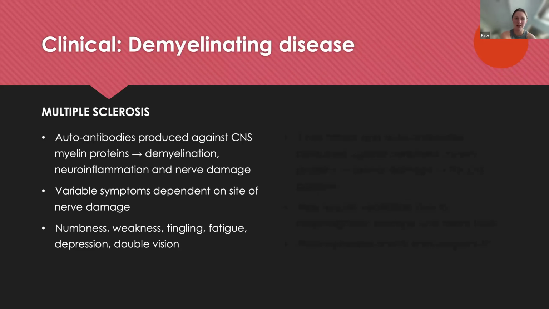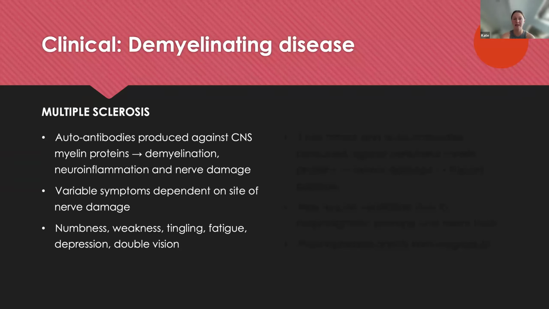And in multiple sclerosis, there are autoantibodies against the myelin proteins. So you have demyelination, neuroinflammation, and nerve damage. The symptoms can be very variable, but you can imagine that if you have reduced myelin, reduced conduction, reduced ability of your nerves to work, you can get a whole range of symptoms, some of which are listed here.